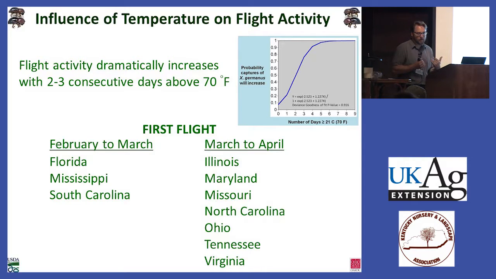And in terms of predicting the flight activity, some of you might be familiar with the concept of degree days, and basically that's using temperature to predict when an insect is going to be active. Well, the challenge with Ambrosia beetles is that they're already an adult, so they're already in the tree overwintering as an adult, so we can't really predict any development. But what we can do is predict their activity, and what we've found is that when there's 2 to 3 days being forecasted that are above 70 degrees, their flight activity dramatically increases.